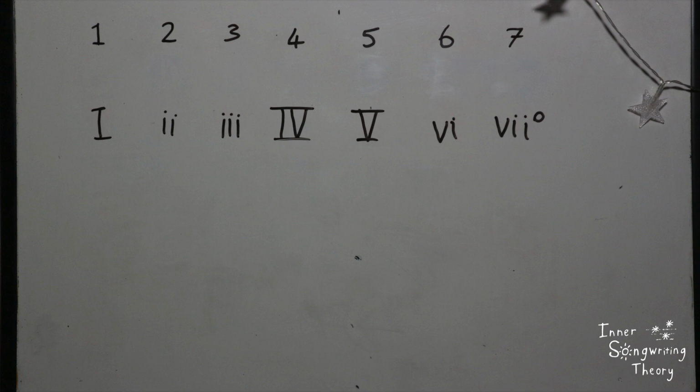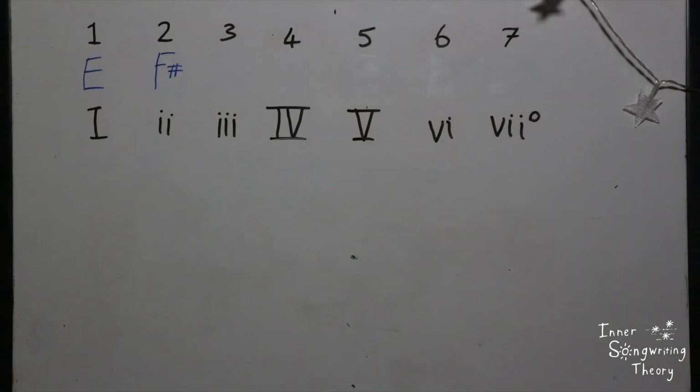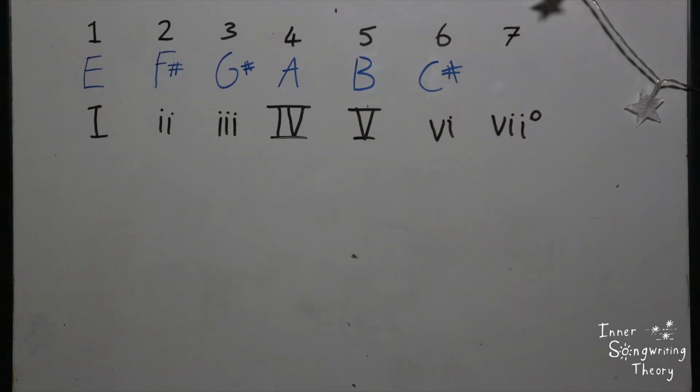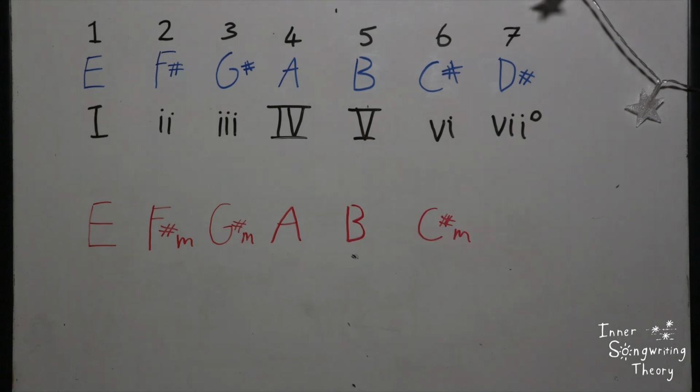For example, if the E major scale is made up of E, F sharp, G sharp, A, B, C sharp, and D sharp, the chords we can extract must be E major, F sharp minor, G sharp minor, A major, B major, C sharp minor, and D sharp diminished.